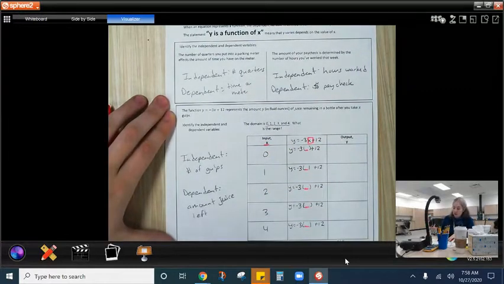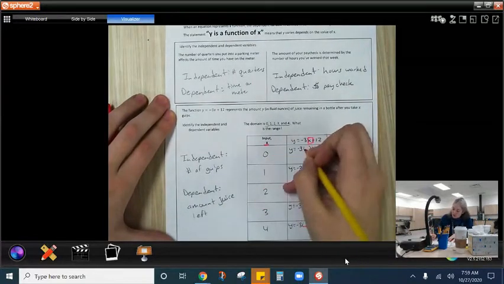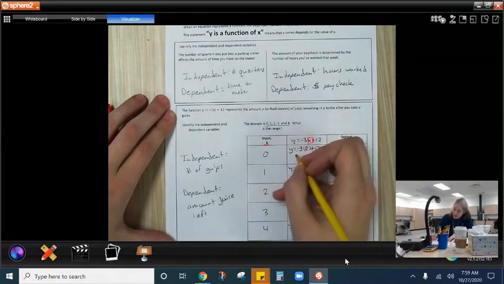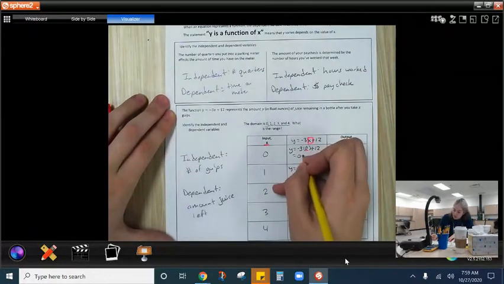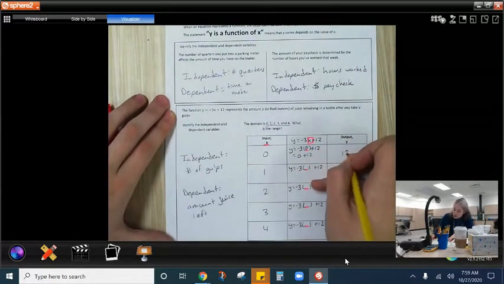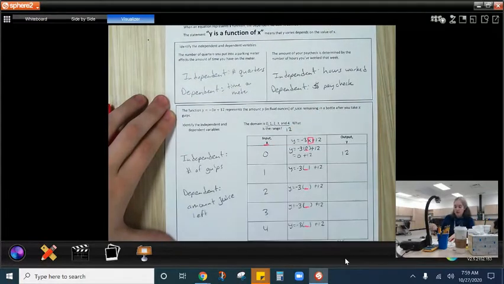We want to find the range. I've made this table here that includes a little section for us to work it out so we can see. So first thing I'm going to do is plug in 0 for my x. Well, that means I've got negative 3 times 0, which is 0, plus 12. So my output is 12. So that's my first part for the range, 12.